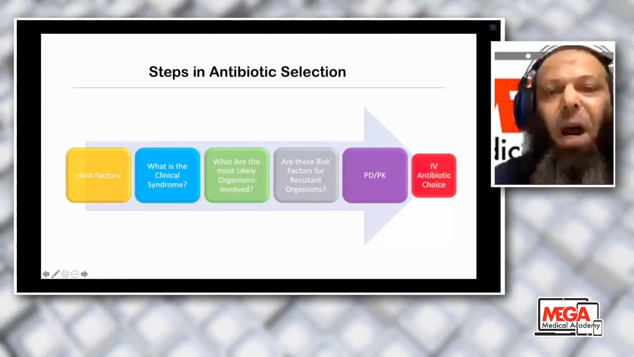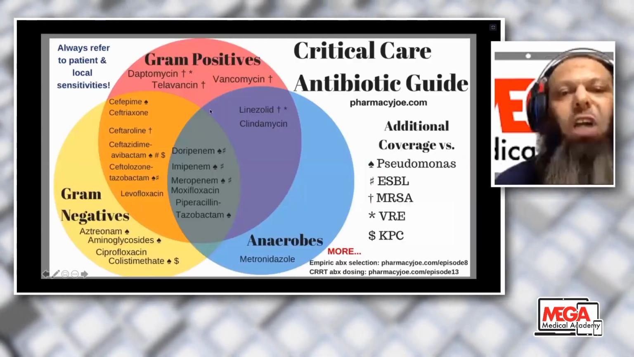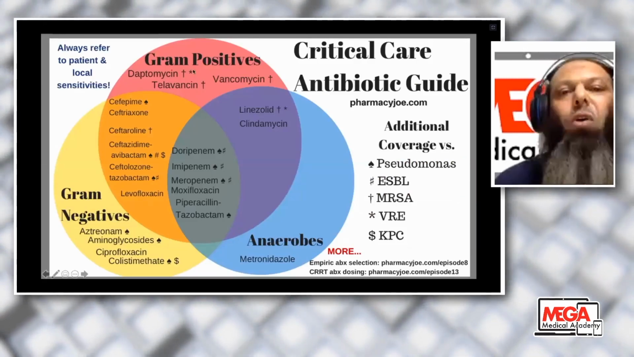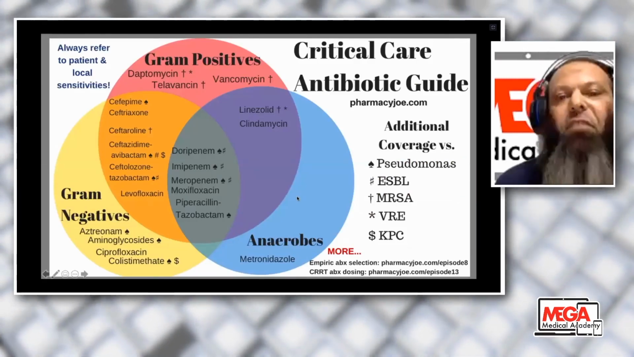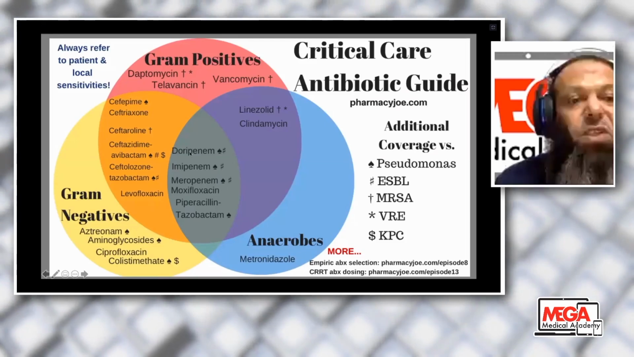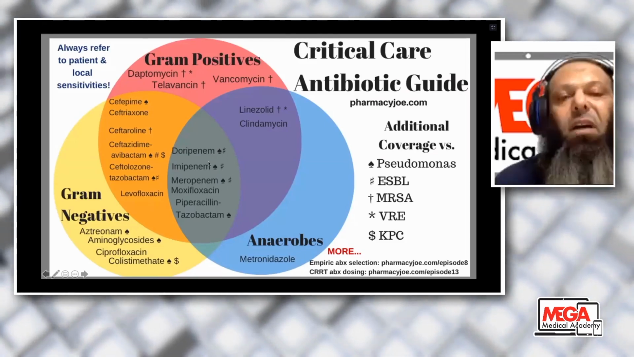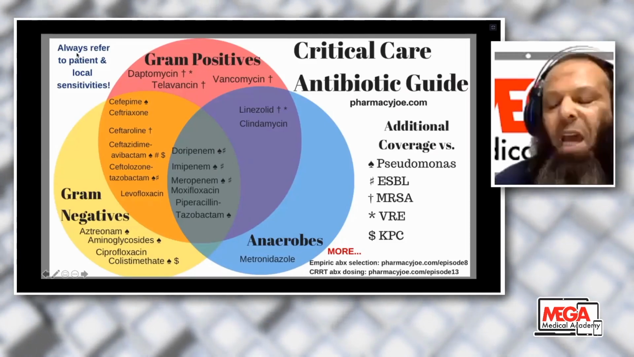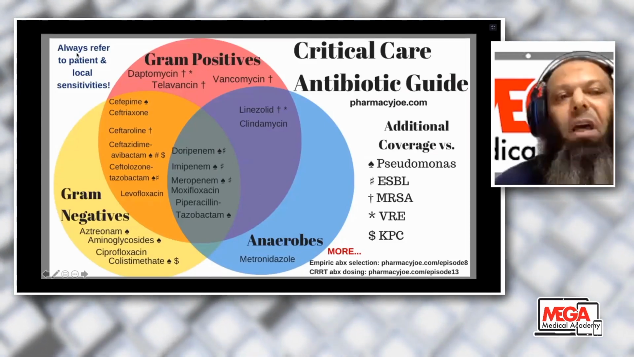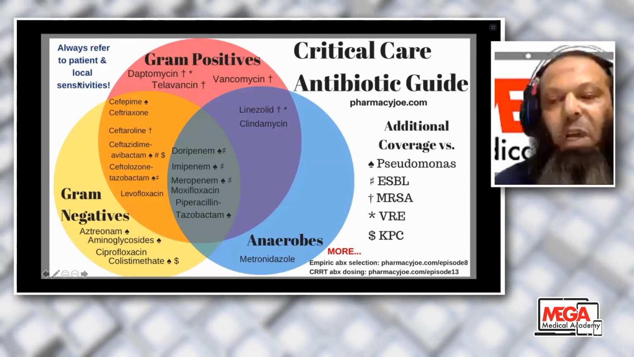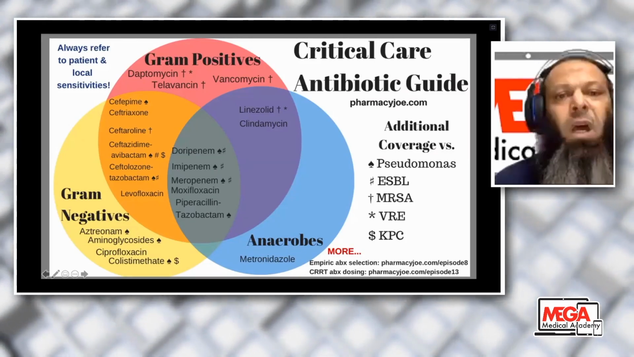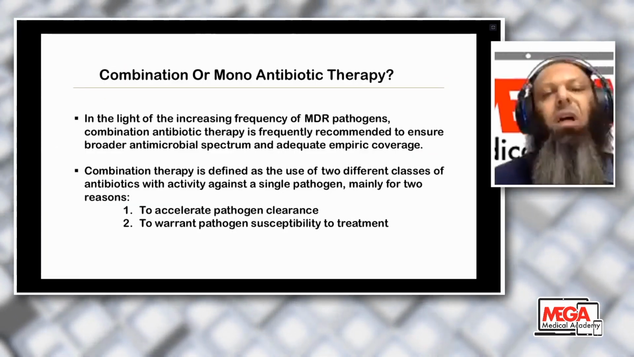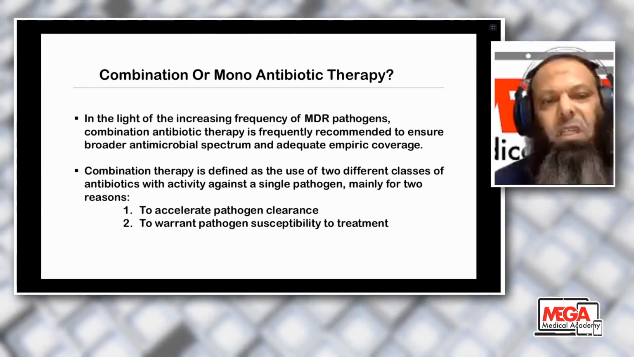Also, one part of your job is to know the coverage. Who is covering gram-positive? Who is covering gram-negative? Who is covering anaerobes? And who is overlapping? And this is each time you have to refer to your patient and local sensitivities, which is the local antibiogram. Combination or mono antibiotic therapy. Also, this is very important.